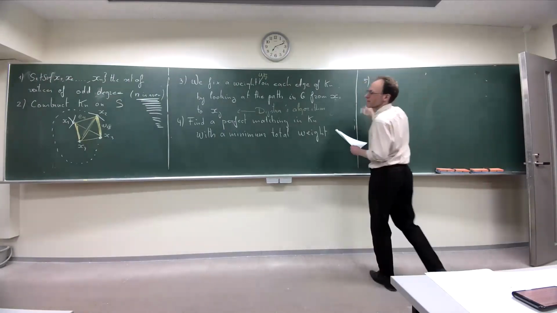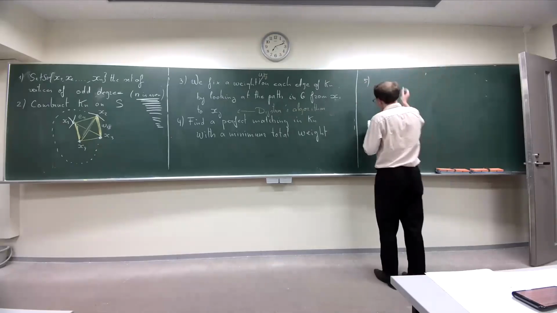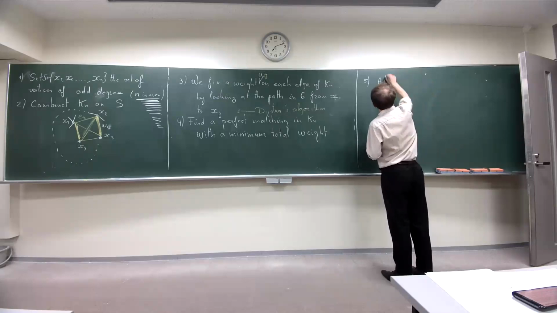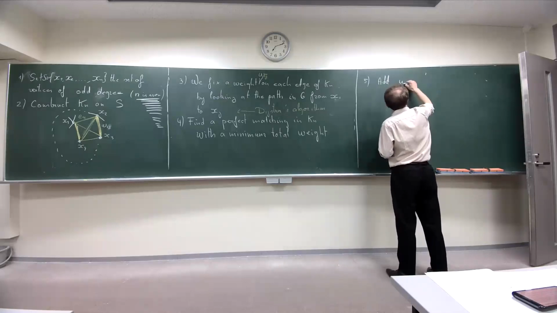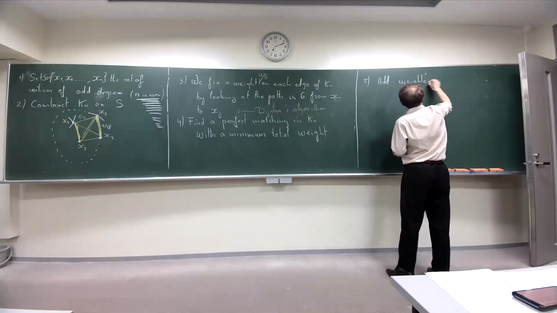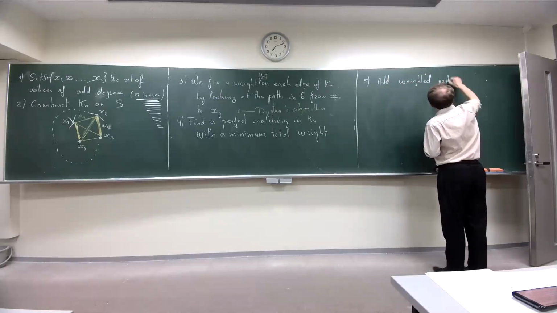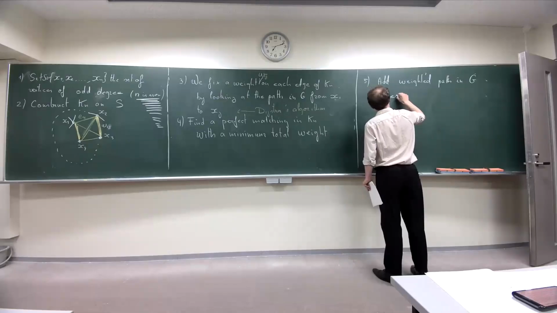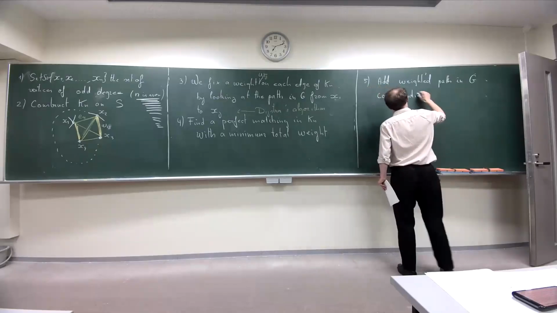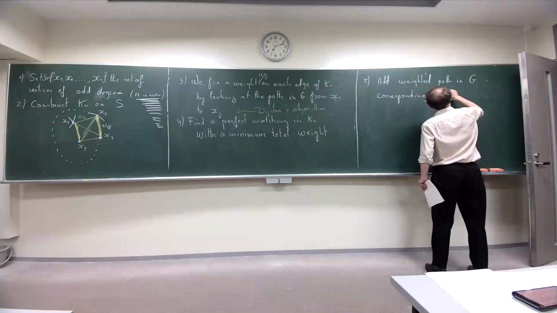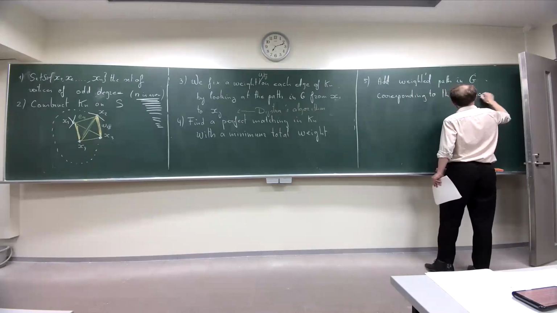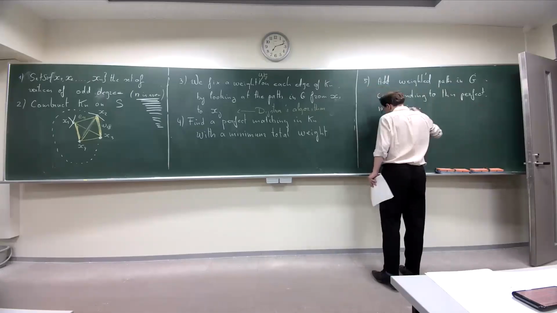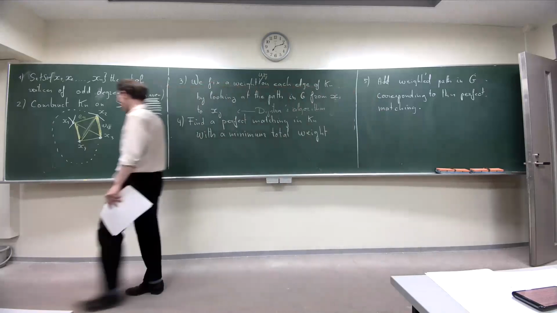Then number 5. This is slightly, okay, we have to understand. Add weighted paths in G corresponding to this perfect matching. Okay. I don't think I can find a better sentence, but here is what it is.